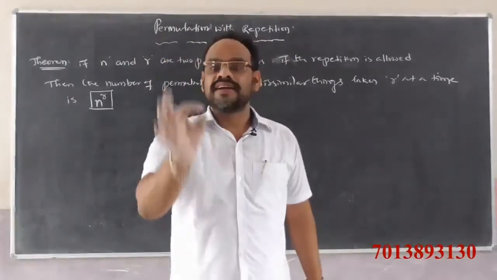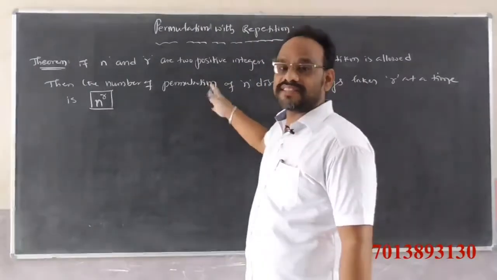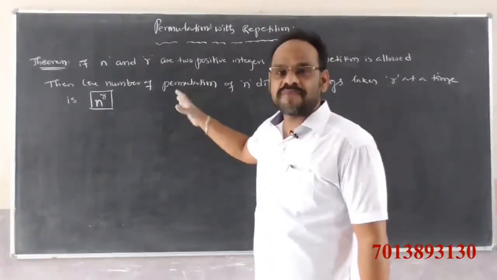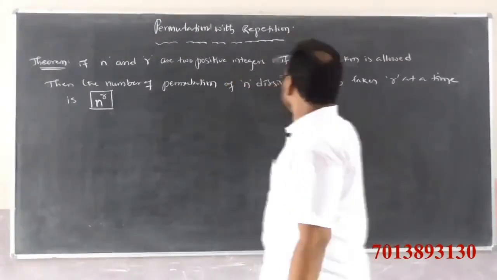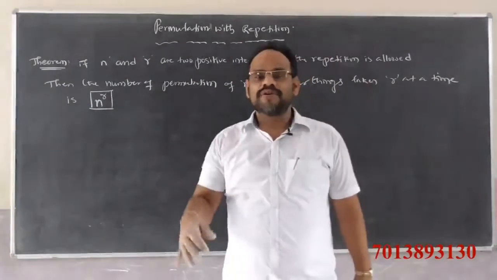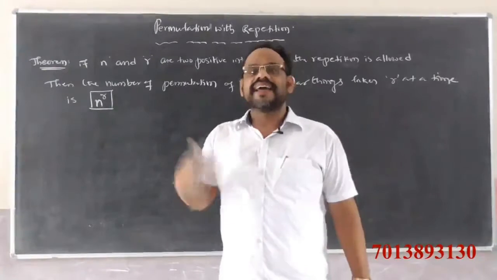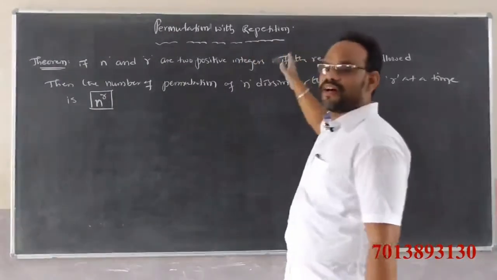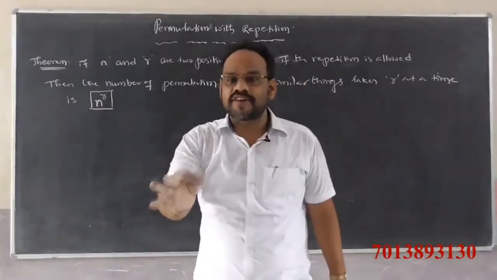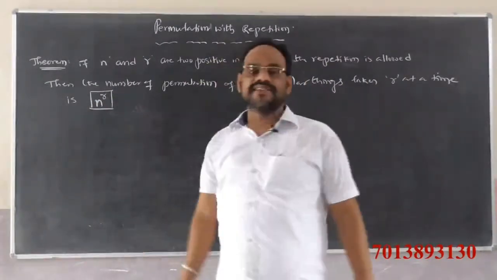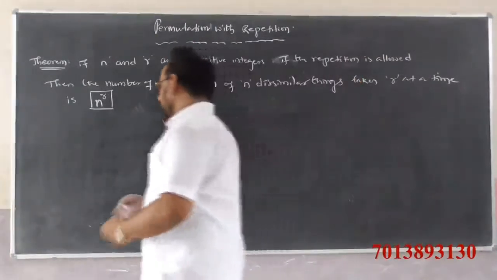The number of permutations of n different things taken r at a time, when repetition is allowed, that means using the same digit or number again, is given by the formula n power r, that is n^r.